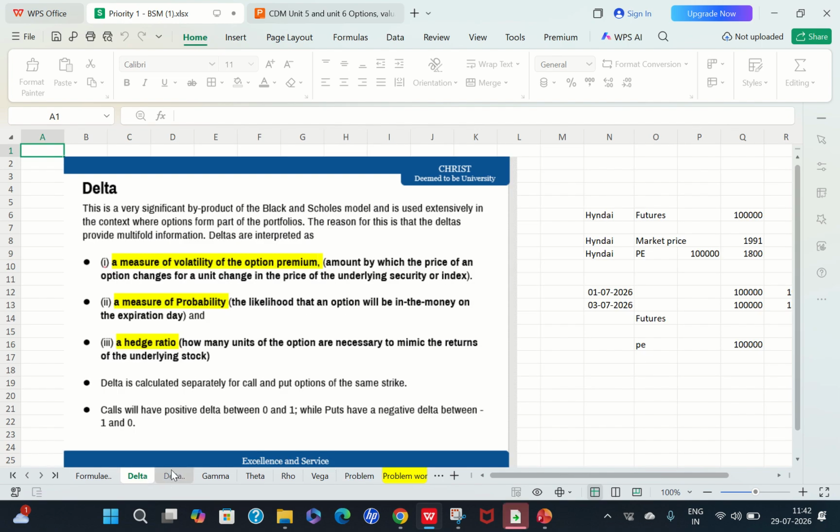Delta, which I already told yesterday, is a significant byproduct of the Black-Scholes model, extensively used where options form part of portfolio management. Deltas are a measurement of volatility of option premium. It's a measure of probability and a hedge ratio. Any positive delta will range between 0 and 1, negative delta will range between minus 1 and 0.